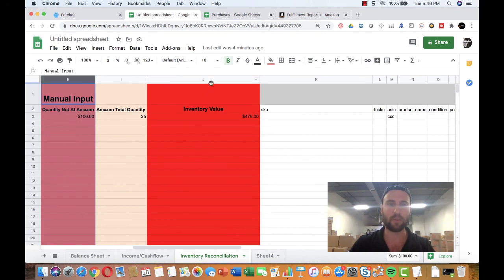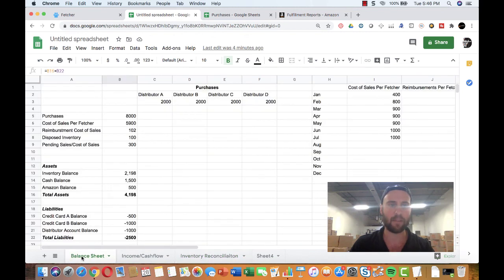That will give you your inventory value in column J, so you have to sum up all of column J, and you are then gonna compare that amount to your inventory balance here on the balance sheet. Hopefully they are somewhat close. If not, you have a problem and you need to figure out where the missing inventory is. So there you have it. That's how you do an inventory reconciliation using Fetcher and Amazon.